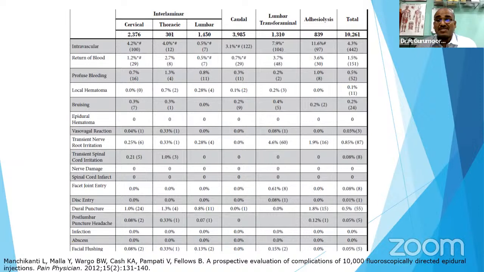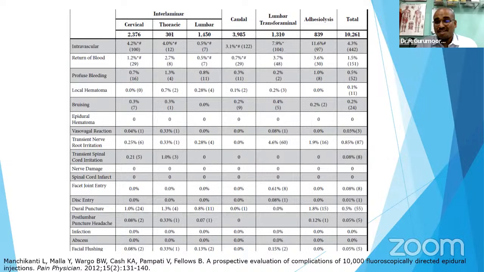But if you look at these complications, the most common thing will be bleeding. It's not because of the drug. It's because of the procedure, because we are using a bigger needle. For example, if you use a small needle, 20 to 23 gauge, you may not cause it. But mostly with the interlaminar epidural, we are supposed to use a bigger needle, for example 16 gauge or 18 gauge. 20 gauge will be very small. We can't reach it.